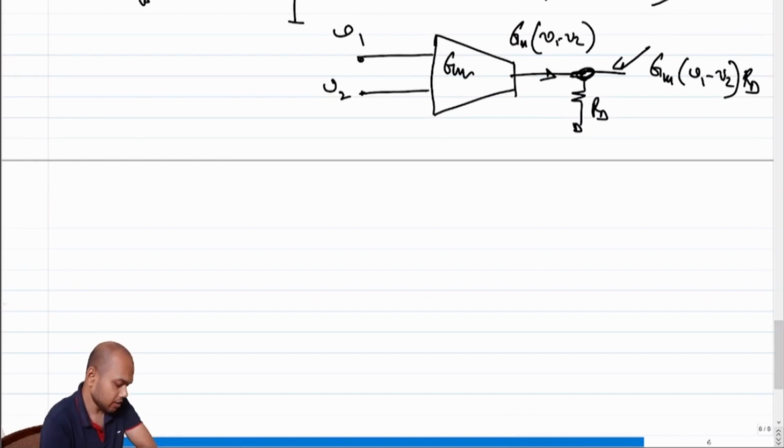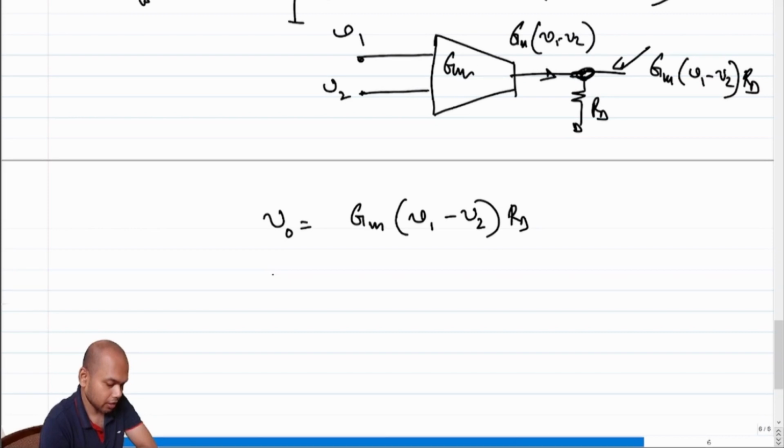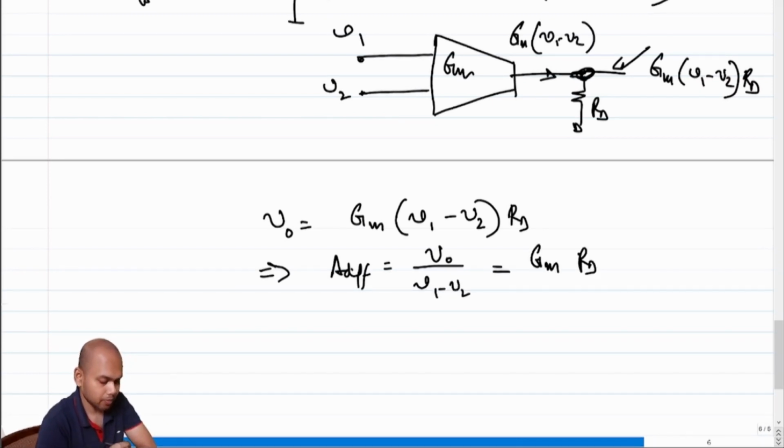So which essentially means, what is the gain? What is the differential gain? What is V0? V0 is Gm times V1 minus V2 times RD, or differential gain is V0 over V1 minus V2, which is Gm times RD, right? Okay, fine.